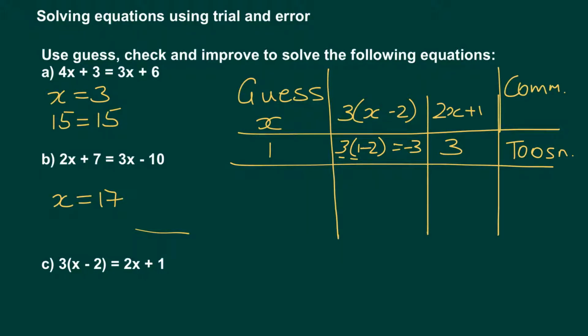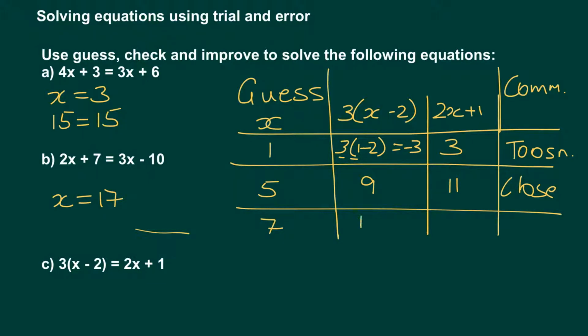So let's improve the answer. Let's make it 5 this time. This will give us 5 take away 2 in the brackets, which is 3. 3 times 3 is 9. And then this is 2 times 5, which is 10, plus 1, which is 11. So we're now close. So let's try 7. 7 minus 2 in the brackets is 5, 5 times 3 is 15. 2 times 7 is 14, plus 1 is 15. So we have our answer.